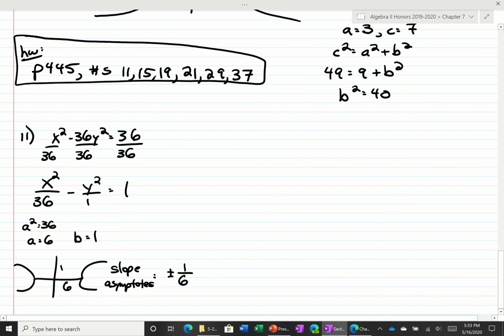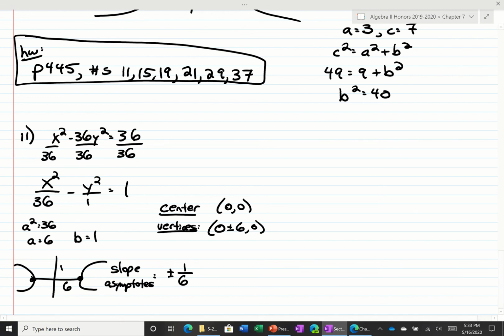And what else do they want us to find? The coordinates of the vertices. Okay, well the vertices are right here. So if the center is 0, 0, the vertices, or the endpoints of the transverse axis, would be 0 plus or minus 6, comma 0, or you could just write plus or minus 6, that's fine.